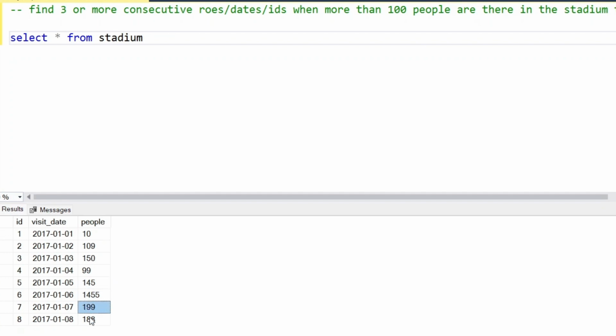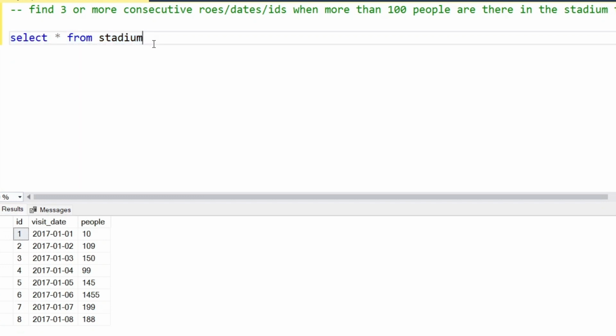And if we go to the next row, 6th January 155, 7th January 199, 8th January 188. So these four rows are meeting the conditions, having more than 100 people on all the consecutive days. The minimum is 3 consecutive days meeting the criteria, and 6, 7, 8. So these four rows will be in the output. Okay, so let's write the query for this.